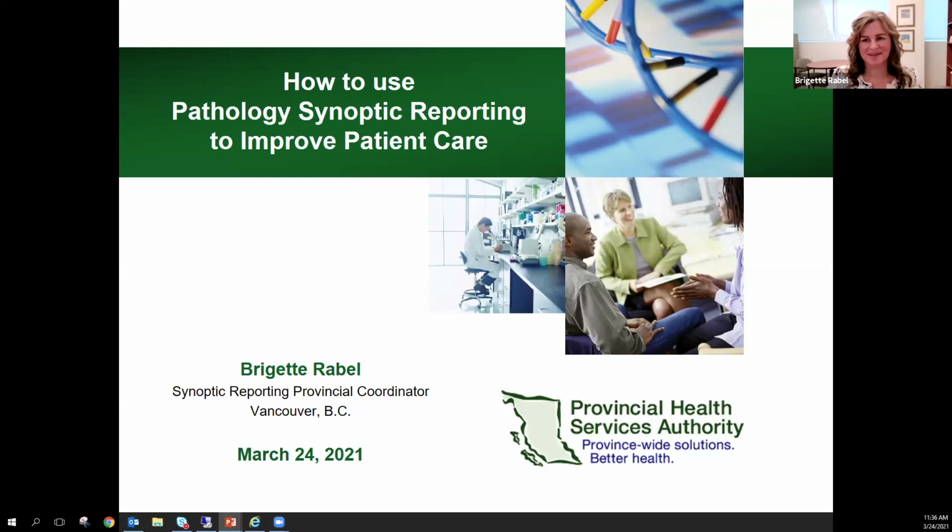So hi everyone, my name is Brigette Rabel. I am the Pathology Synoptic Reporting Coordinator for BC. A bit about my background. So I was trained as a lab technologist. I spent time working in the anatomical pathology lab and with the lab information services team. It was in that previous role with LIS that I became involved with the implementation of Expert for Pathology. In 2016, the provincial coordinator position was created, and I've been in this role ever since.